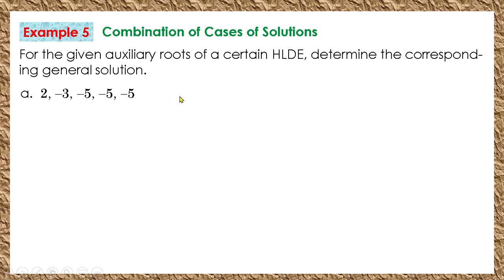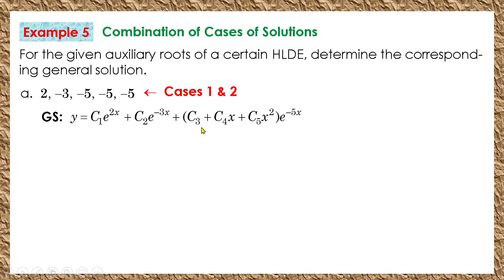For rule number 1, case 1 first. These are cases 1 and 2. For the 2 and negative 3, the solution is C sub 1 e to the 2x plus C sub 2 e to the negative 3x. That is for 2 and negative 3, case 1 or rule number 1. For rule number 2 or case 2, there are three terms: C sub 3, C sub 4 x, C sub 5 x squared, multiplied by e to the negative 5x.